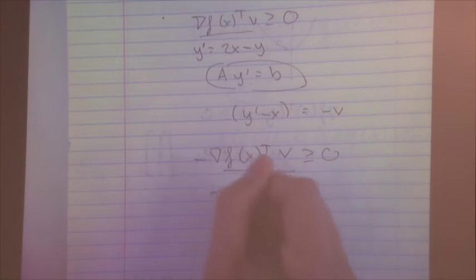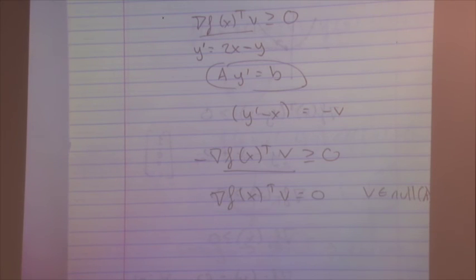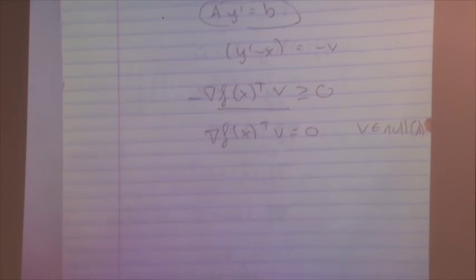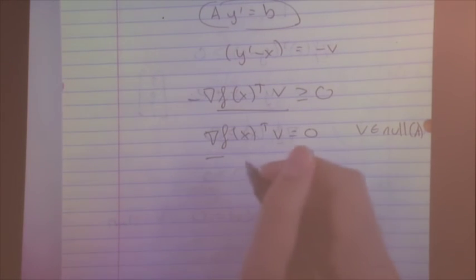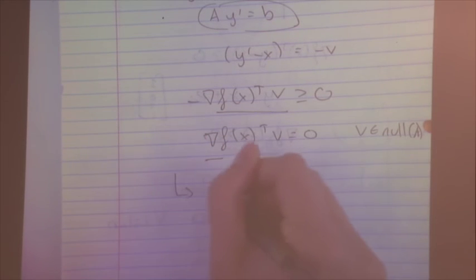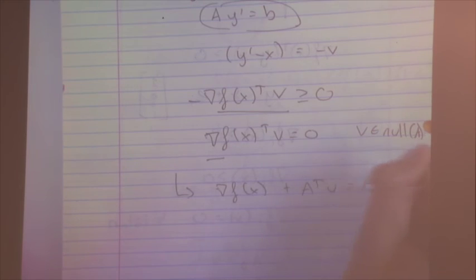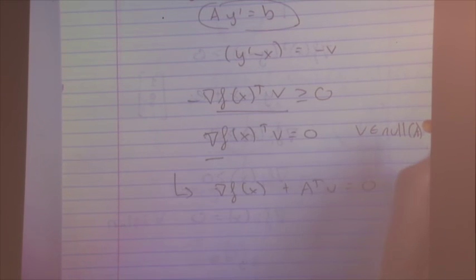What does that mean? It means that it's 0 for all v in the null space of A. When the dot product of two things is 0, that means they're orthogonal. So if our gradient f is orthogonal to every point in the null space of A, that puts it in the row space of A. And that's how you can show that this is necessarily true for some u. There just has to exist a u.